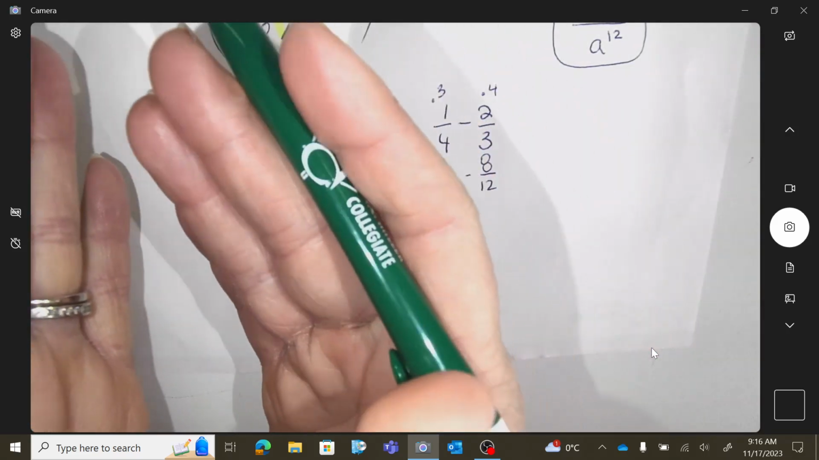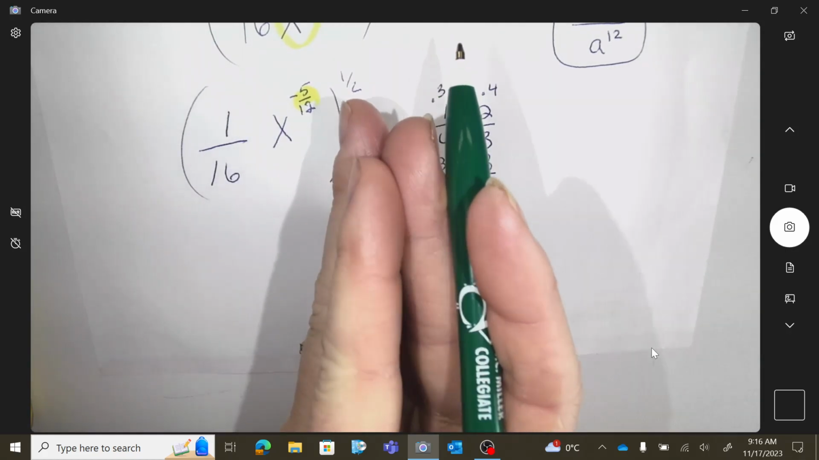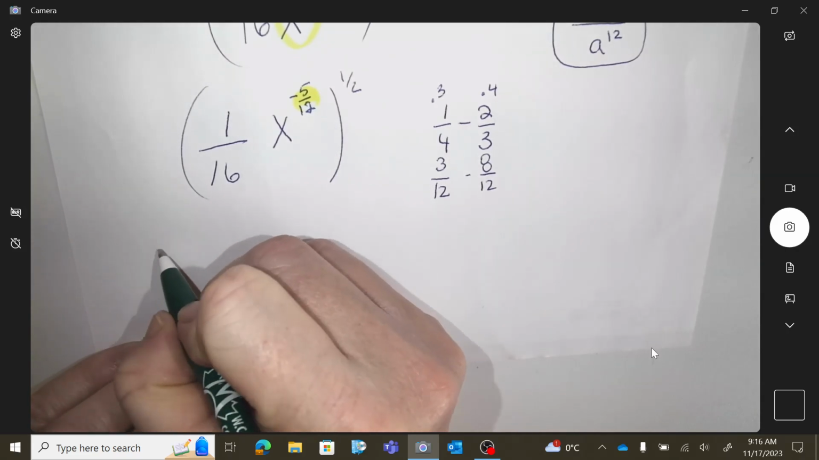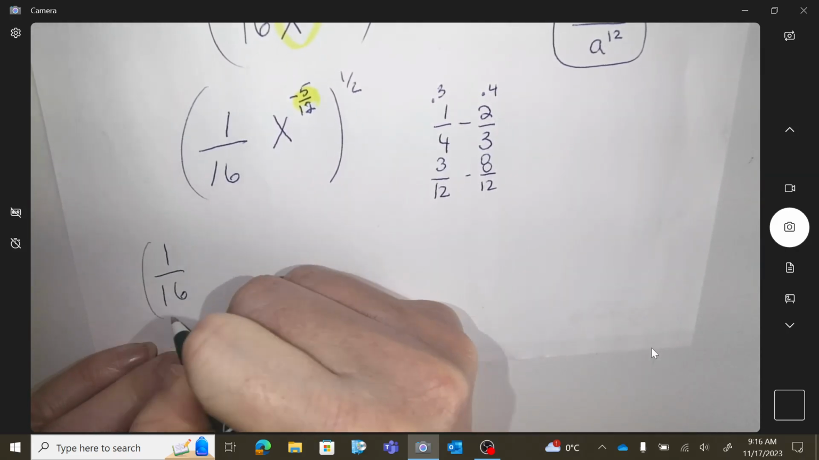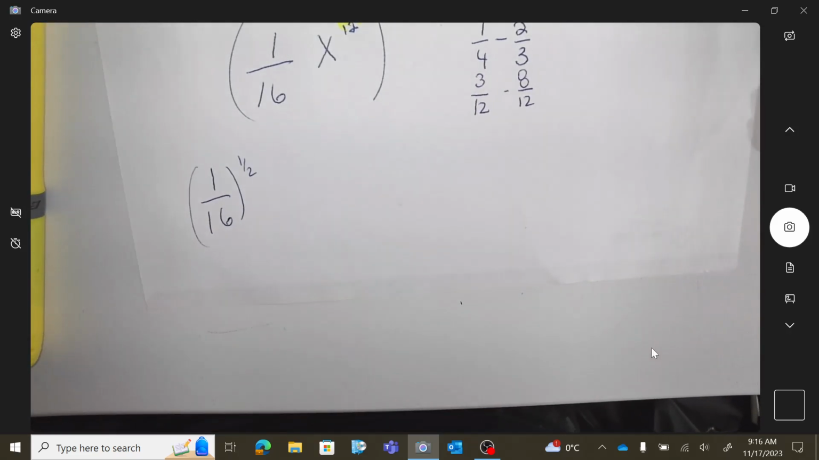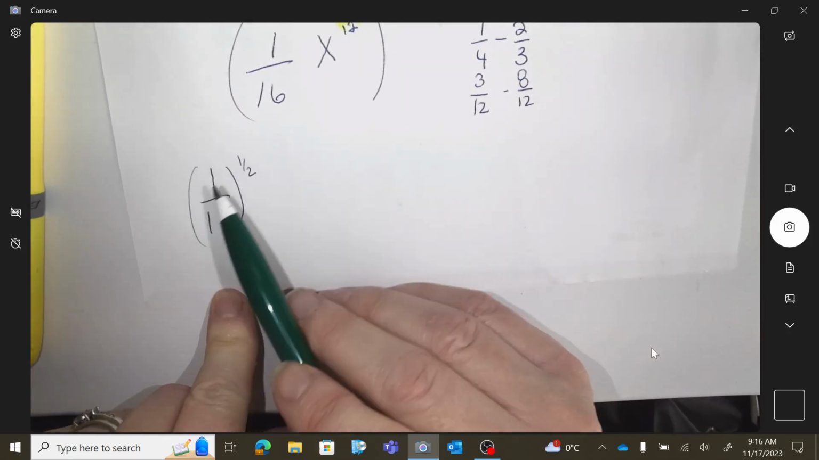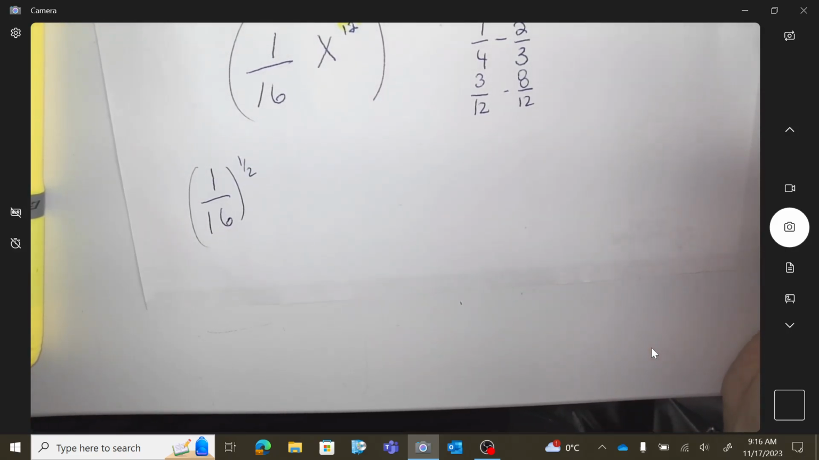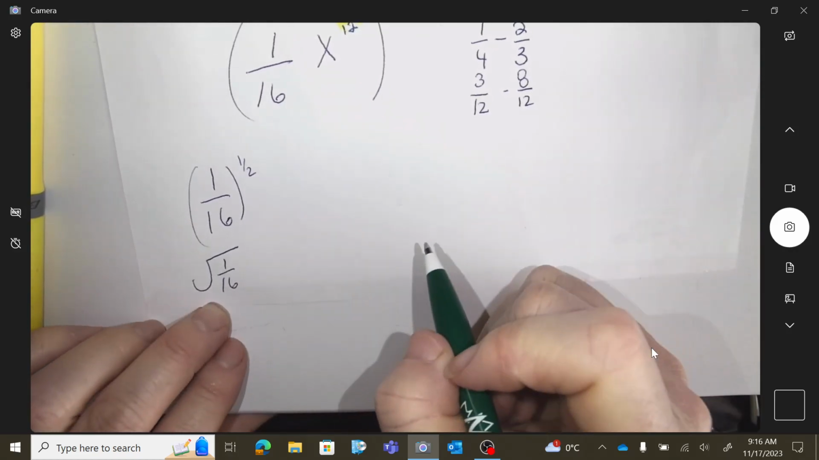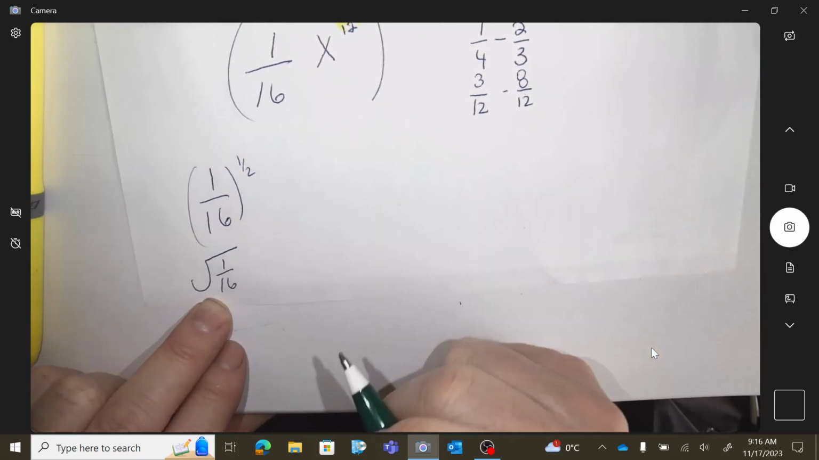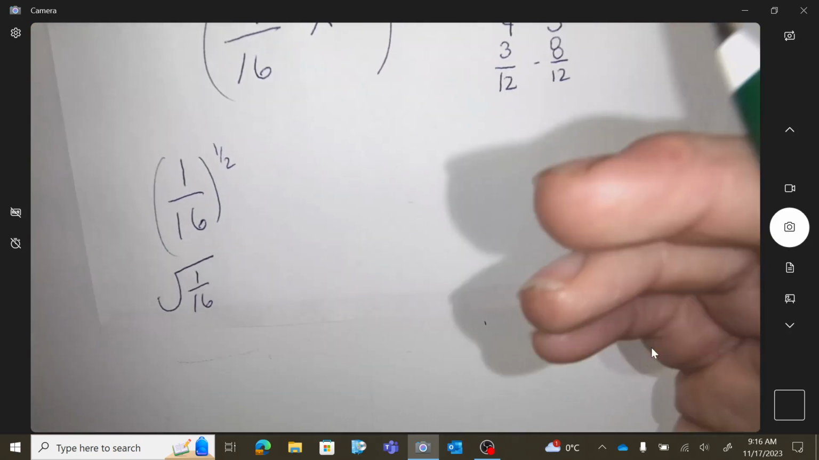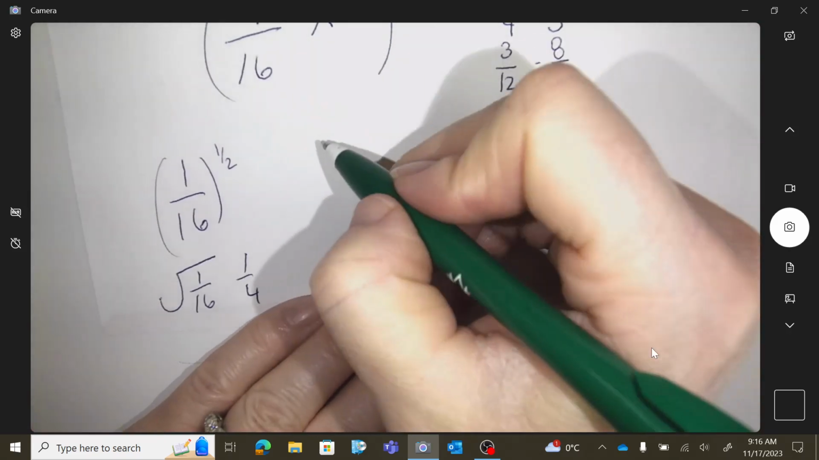We're going to do the math with the coefficient and the rules with the exponent stuff. So the math with the coefficient, so here's what I'm doing. So let's just work with the number. What does this mean to do? What is a 1/2 exponent? The square root. So what is the square root of 1/16? So what's the square root of 1? What's the square root of 16? 1/4.